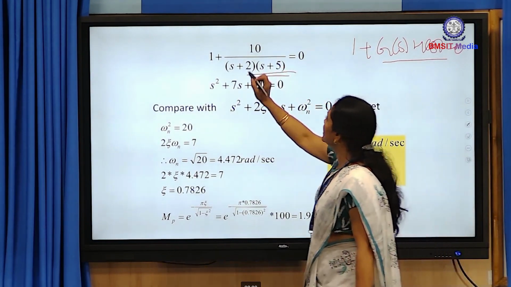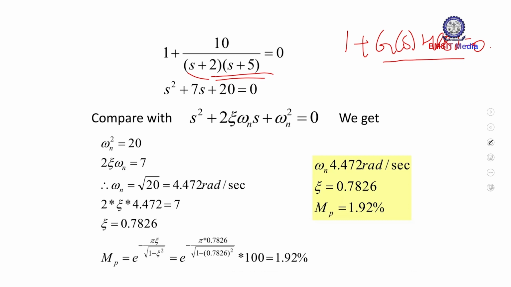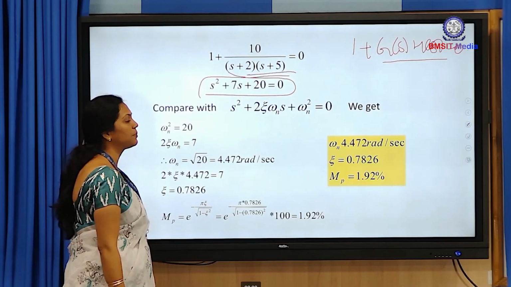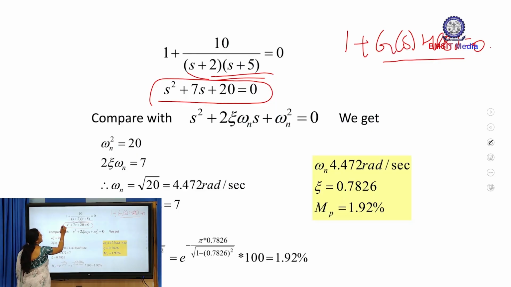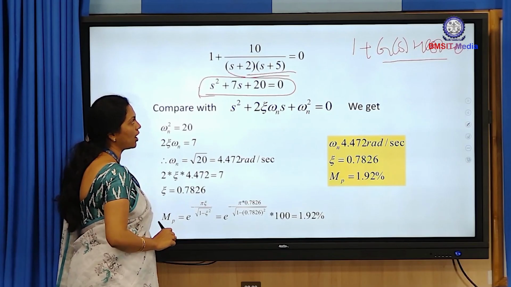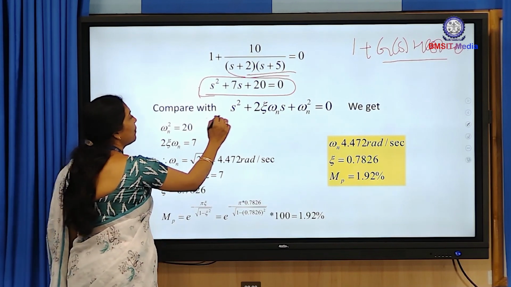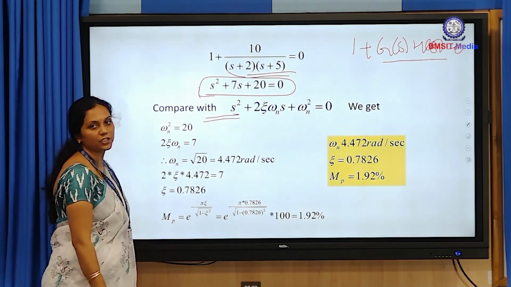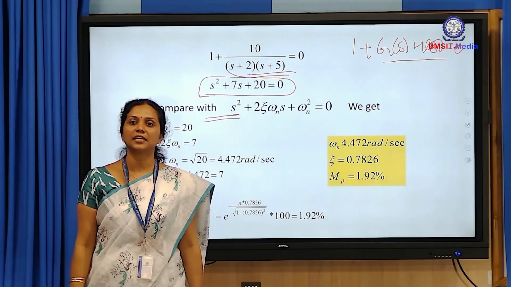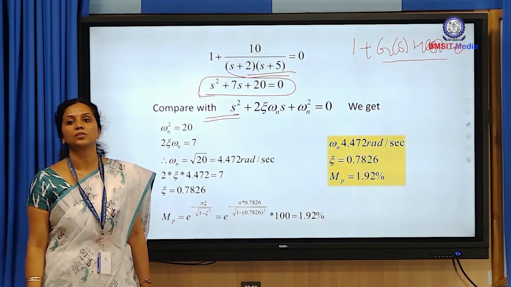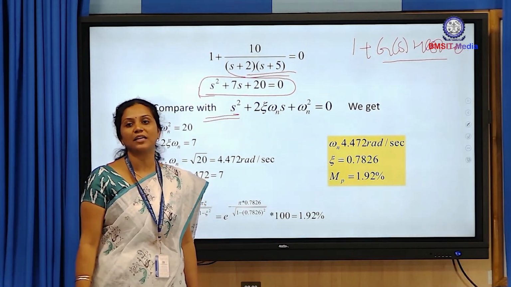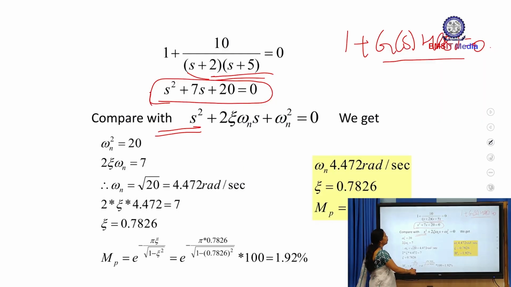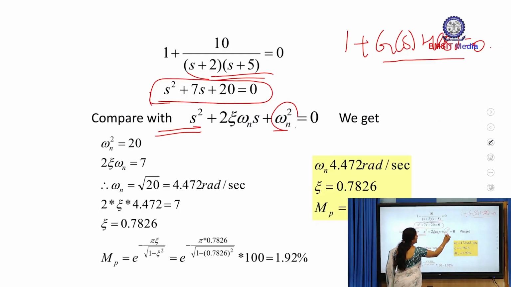Now when I rearrange this, I will get it in the standard form as s square plus 7s plus 20 equivalent to 0. Whatever second order function, quadratic function, I got, I compare with the standard characteristic equation. What is the standard characteristic equation? s square plus 2 zeta omega n s plus omega n square equivalent to 0 is the standard function there.